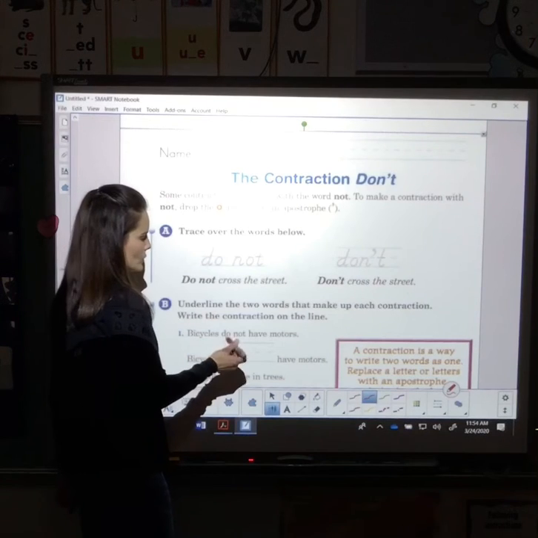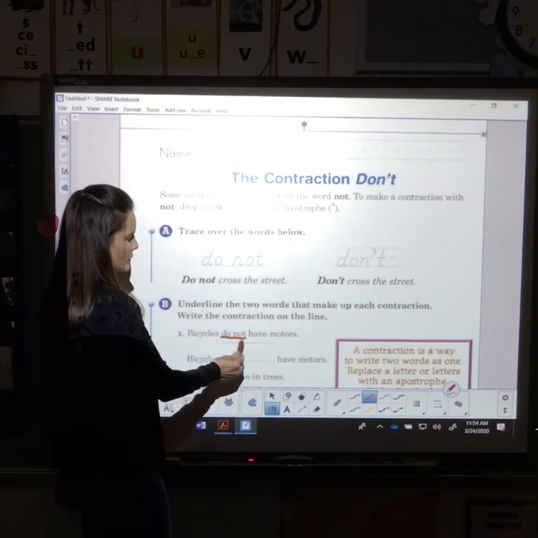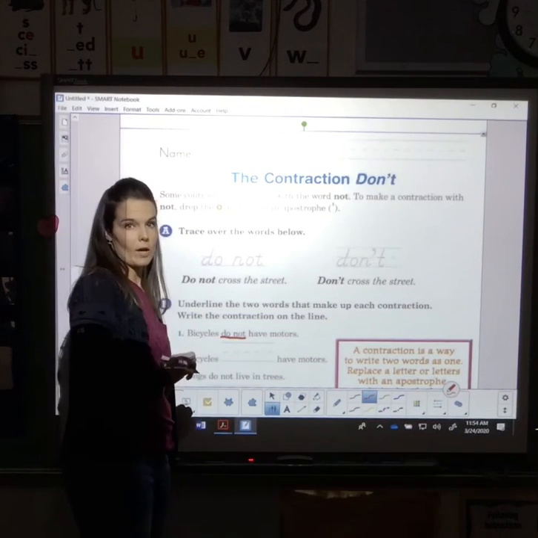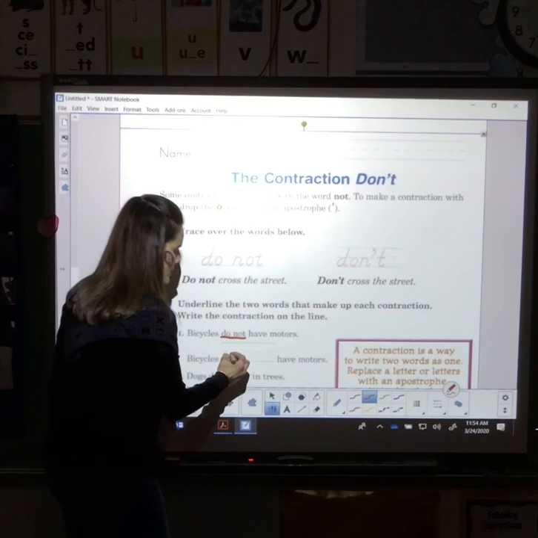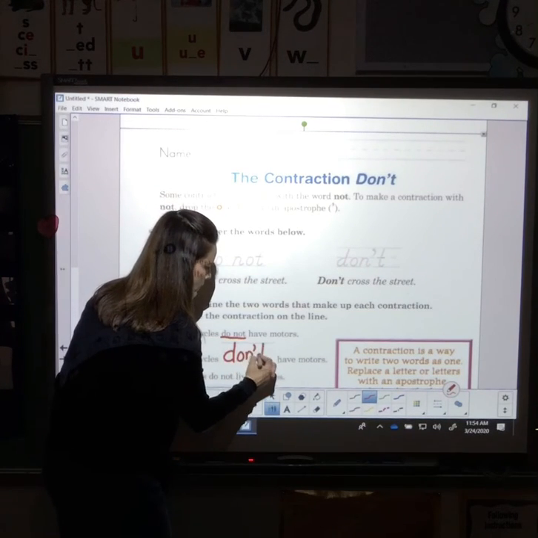So bicycles do not have motors. So you're going to underline the two words, do not, and then on the lines you're going to write the contraction. Bicycles don't have motors.